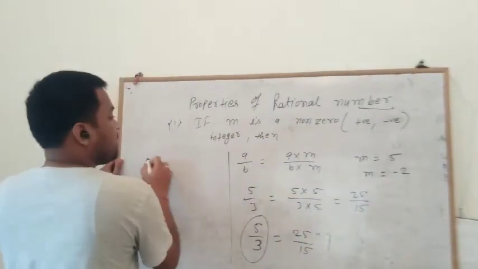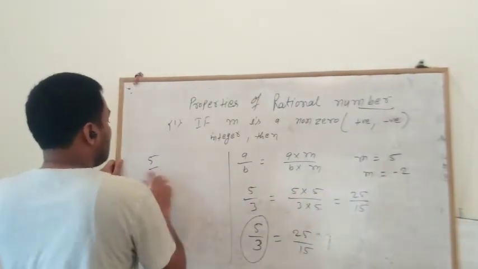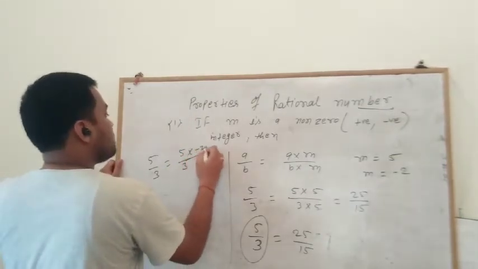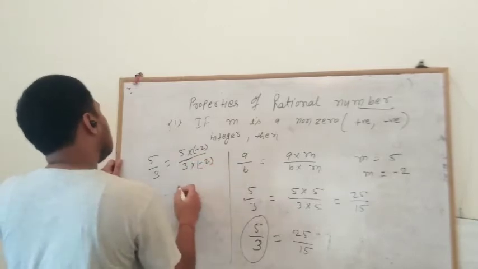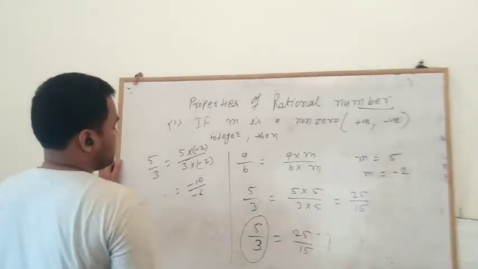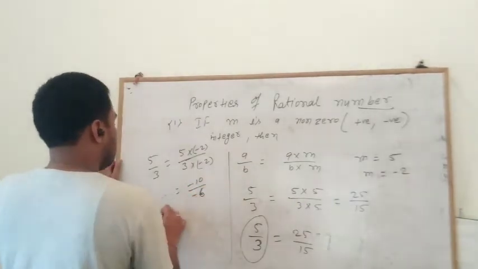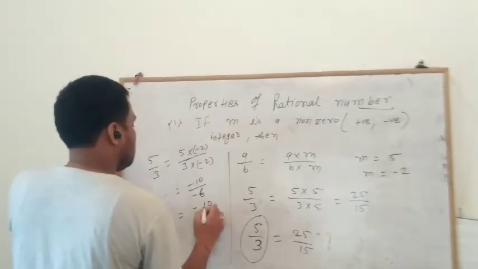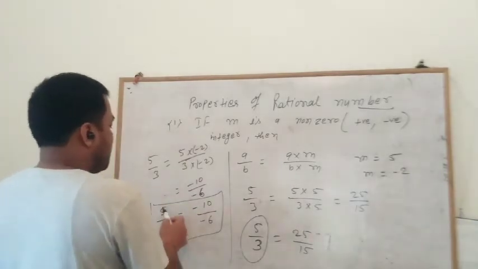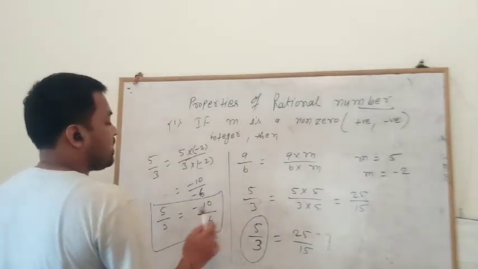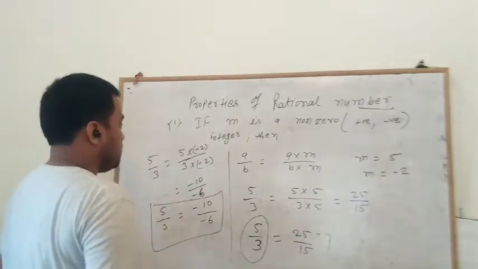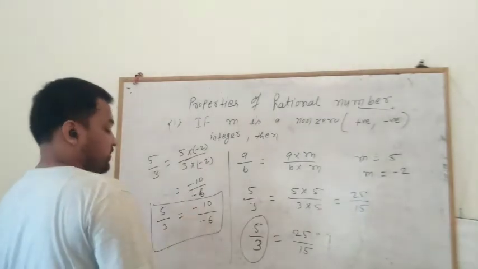So let's see that 5 by 3 is equal to 5 by 3 into -2 into -2. So what happens? The -10 by -6. Okay, so we can write that 5 by 3 is equal to -10 by -6. So 5 by 3 is a standard form of -10 by -6 also, and 5 by 3 is a standard form of 25 by 15 also. Okay, so this is the first property of rational numbers.